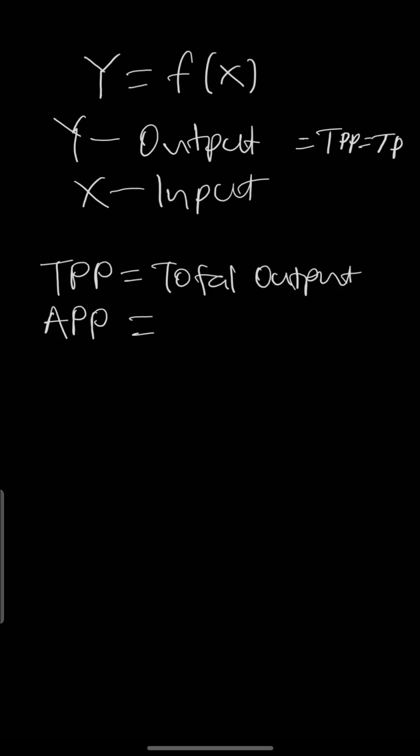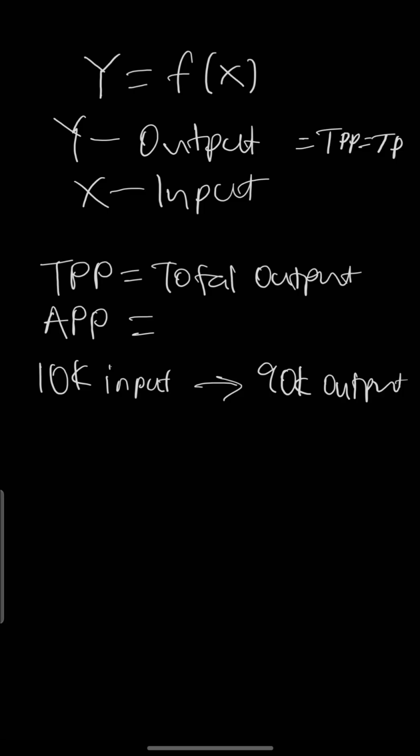Now let's give an example. Maybe you have a business and you put in 10k. Every 10k you put in your business, you get 90k. So for every 10k input, it gives you 90k output. Whatever k can be, shillings can be, kilograms can be, whatever. So on average, for every 10k I get 90k. That means my average physical product, APP, is simply 9.